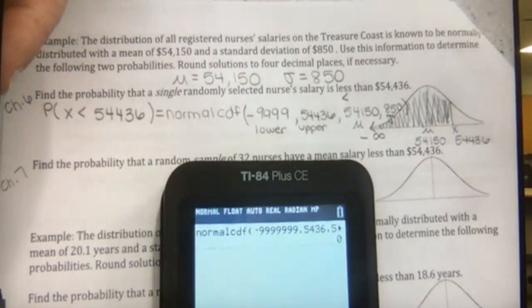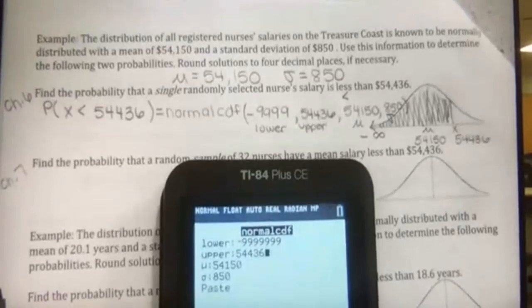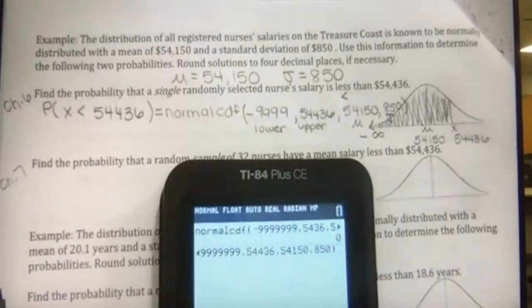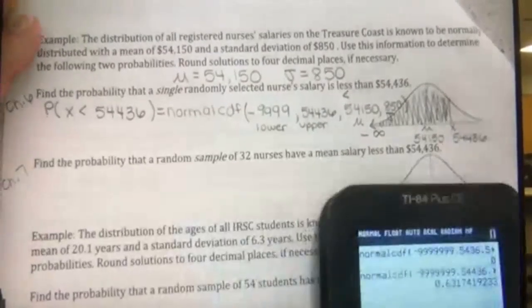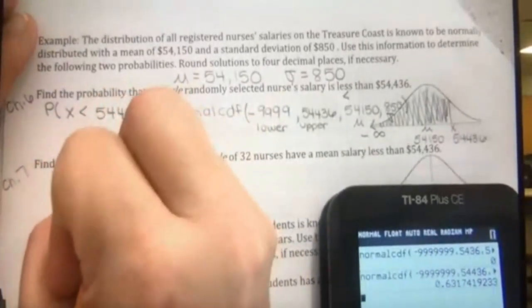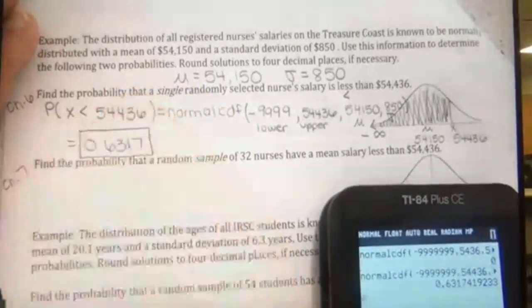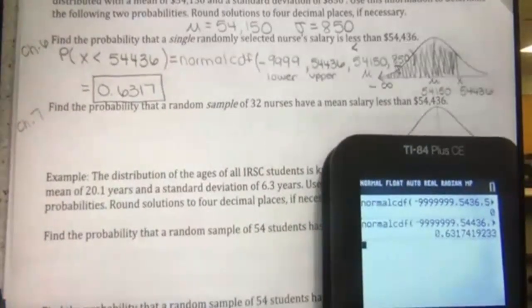And we get 0, which is not right. Thank you. 54,436. Thank you very much. There we go. Round to 4 decimal places and we get 0.63174. So our answer is 0.6317. That's just recapping and seeing how it's different from last week to this week. So that's chapter 6. Same thing for chapter 7.